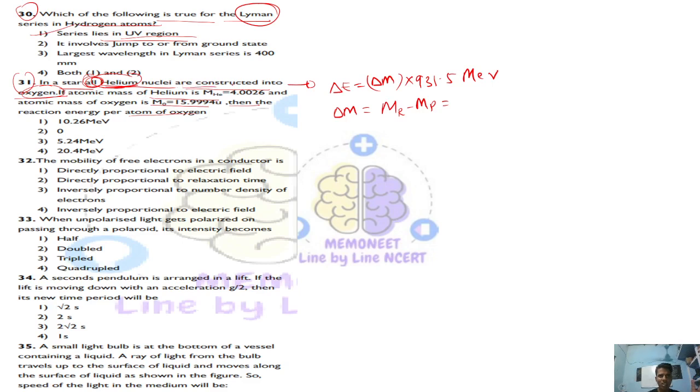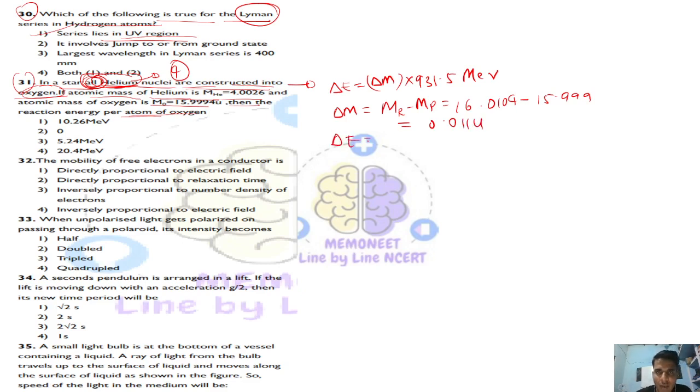All helium nuclei are converted into oxygen in a star. With the atomic mass of helium for one helium and the atomic mass of oxygen given, the reaction energy per atom is asked. Here you need to understand that it is telling about all helium. So in the star system, we have four helium, and four helium is converted into oxygen. So our mass defect: if you multiply by 4, it becomes 16.0104 minus 15.999, so it comes out to be 0.011 U, or AMU.